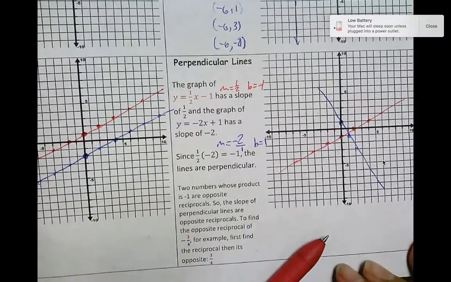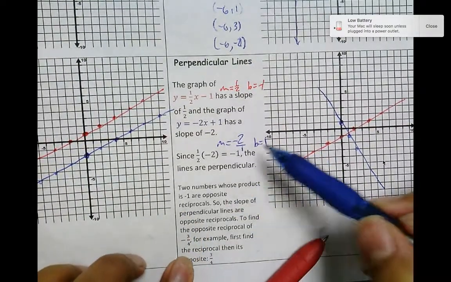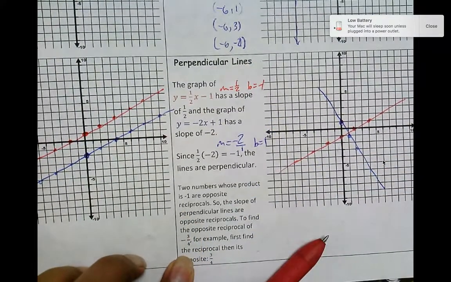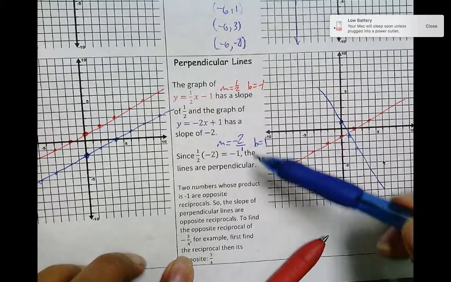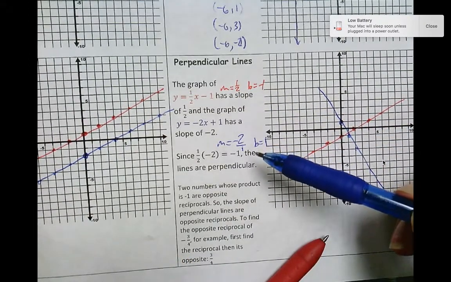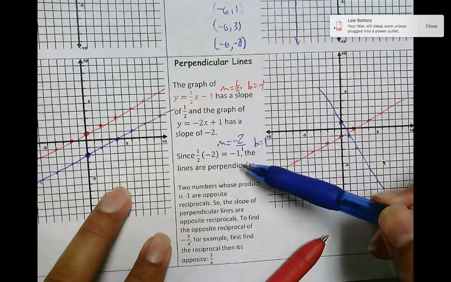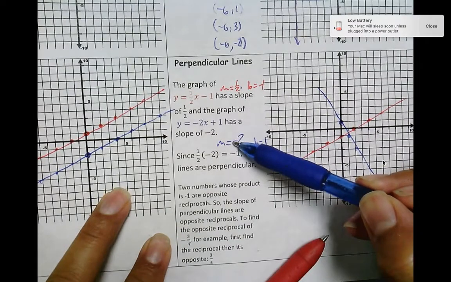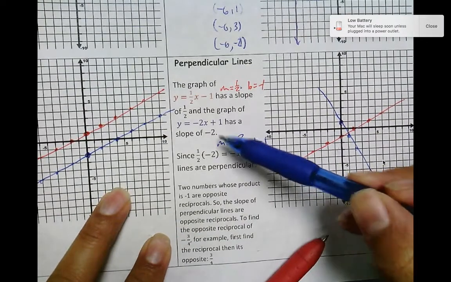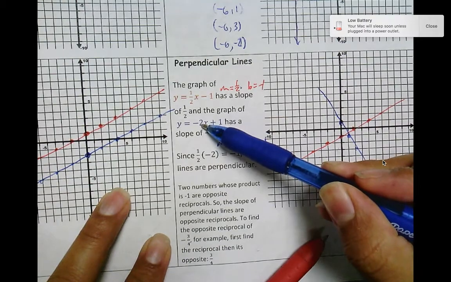Now, what makes them perpendicular is the relationship between the slopes. Remember, parallel lines have the same slope. Perpendicular lines have opposite reciprocal slopes. So the first slope was 1/2. Take that, flip it, and change the sign. Flip it, you get 2 over 1. Change the sign, that's -2 over 1, which reduces to just -2.